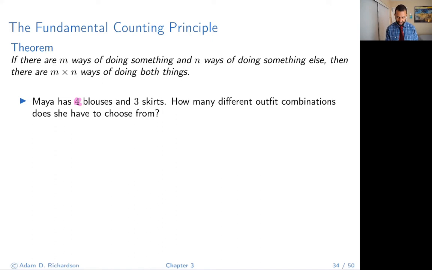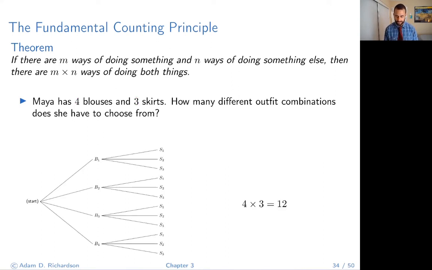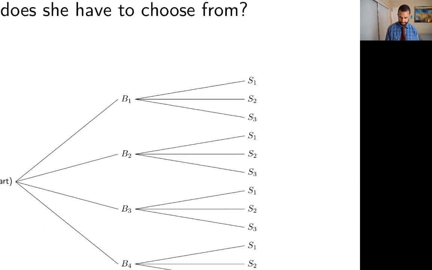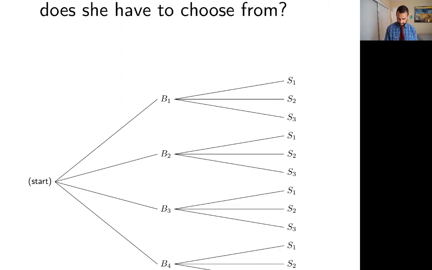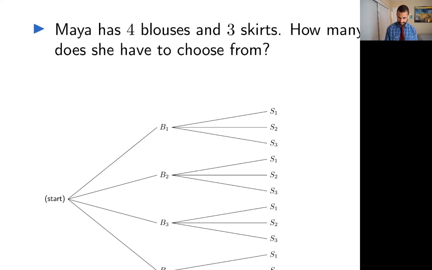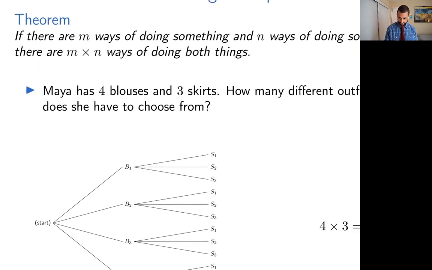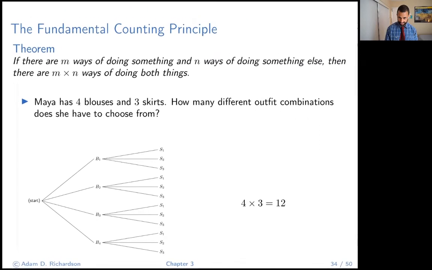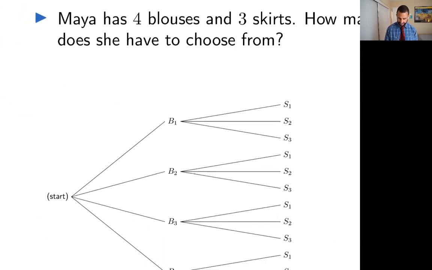Well, if you've got 4 blouses and 3 skirts, you're going to have 12 different outfits to choose from. And in the past, you've probably seen this modeled using a tree like this. Let me see if I can zoom in so you can get a closer look at this one. There we go. Anyway, the idea is this.